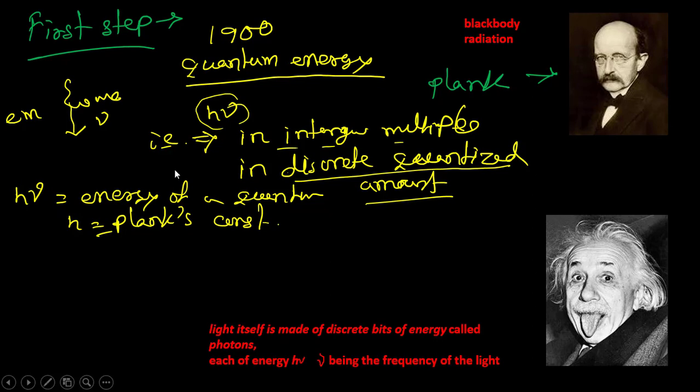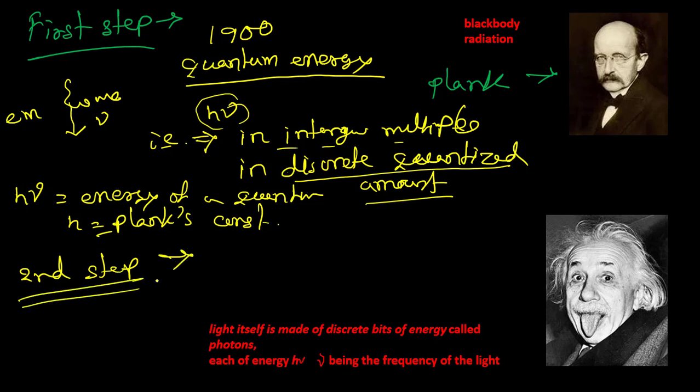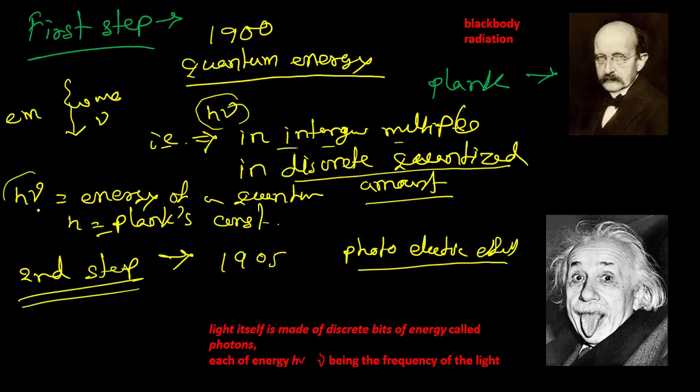Then the second step. Here comes our godfather, Einstein. In 1905, to understand the photoelectric effect, Einstein used Planck's idea. What idea? That when energy is exchanged from an electromagnetic wave, it is in integer multiples of a discrete, quantized amount, which is h nu.